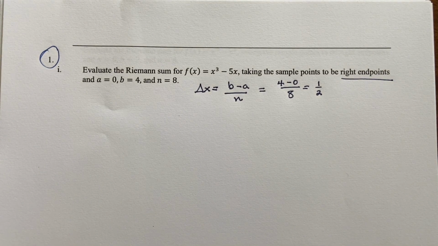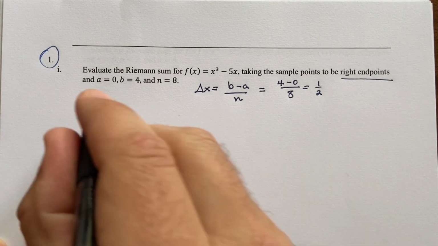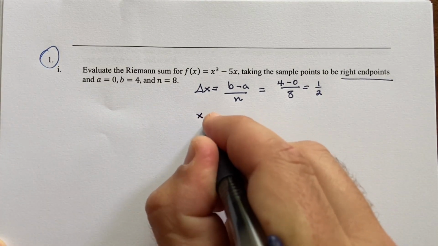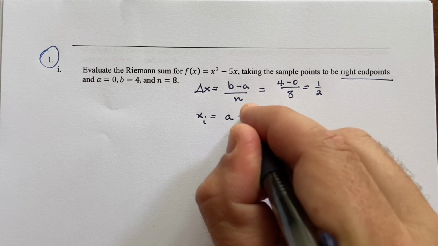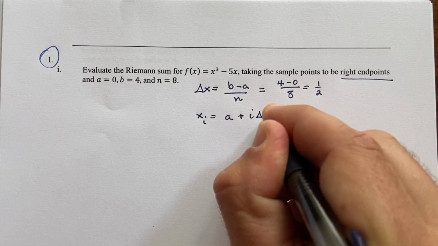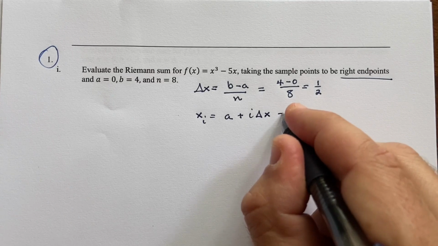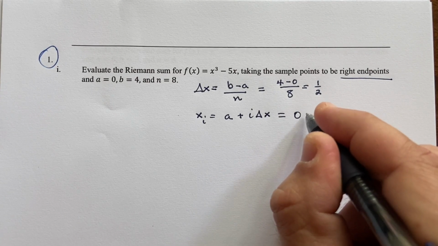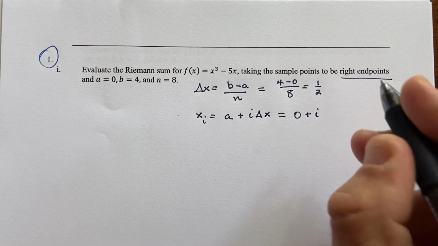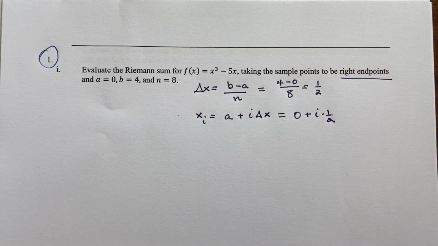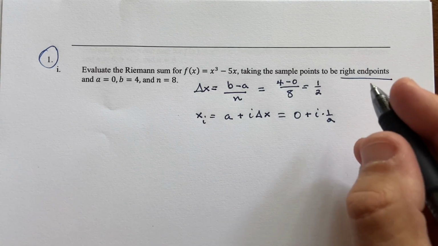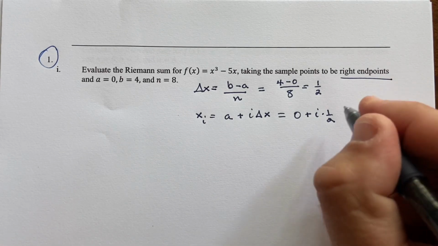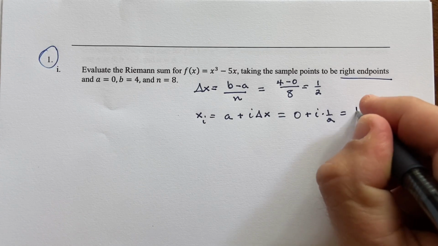Then we need to figure out at what x location we evaluate the function to get the rectangle's height, right? So for that we need x sub i, I'll write that here. And for right endpoints, x sub i is a plus i times delta x. So in this case we'd have 0, since a is 0, plus i times 1/2, right? Same delta x that we just found a second ago. In other words, we would have 1/2 i.